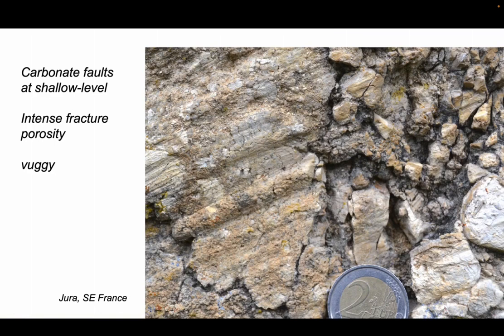Shallow level fault zones, such as this one in the Jura, where the fault probably developed within a kilometre of the Earth's surface, cementation is less important here, and we have an intense vuggy fracture porosity that is on the fault zone. So this is a highly porous fault rock.